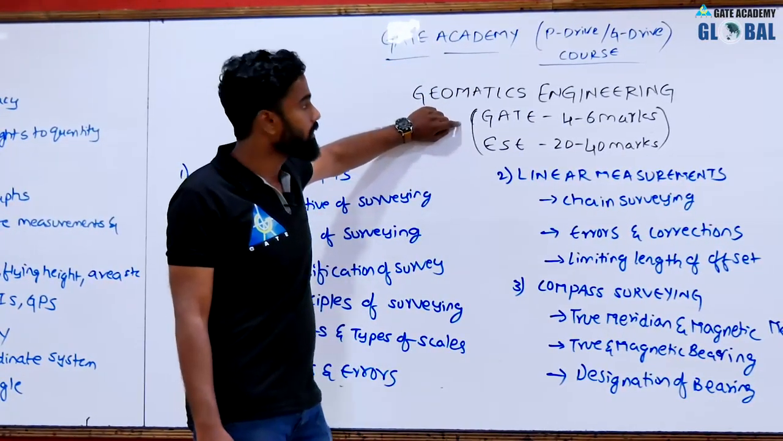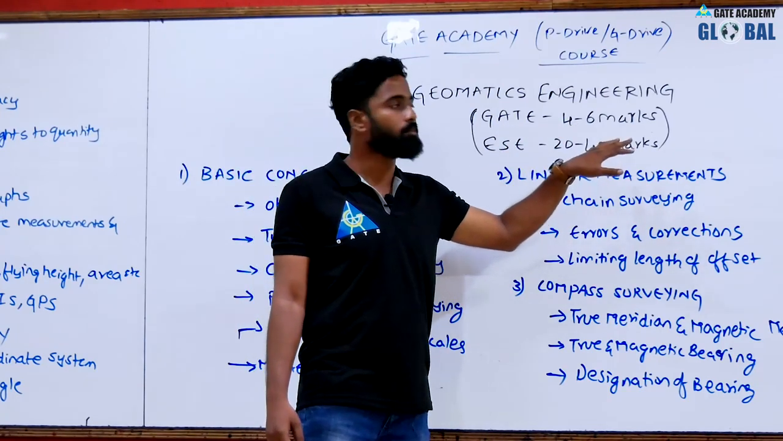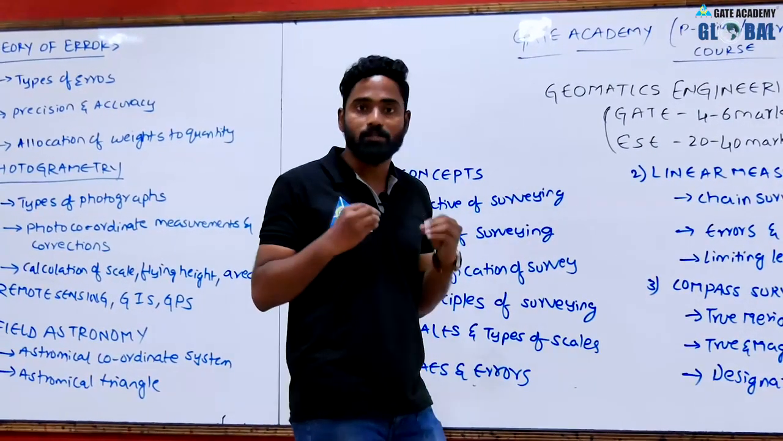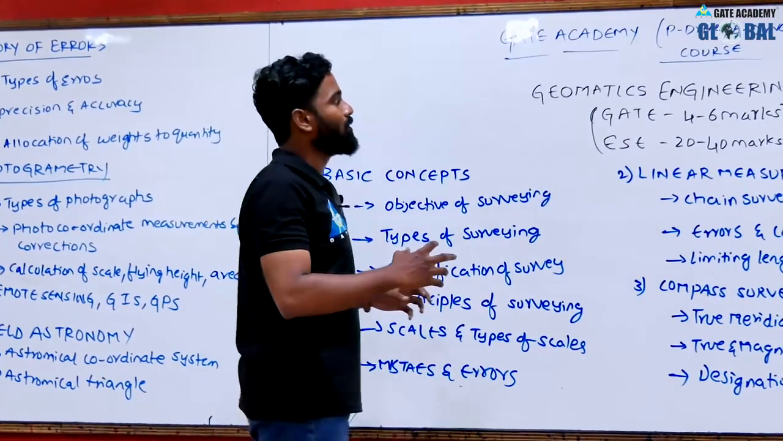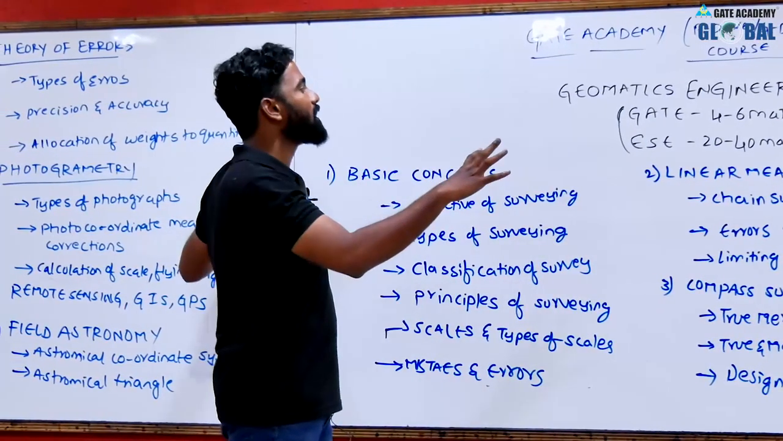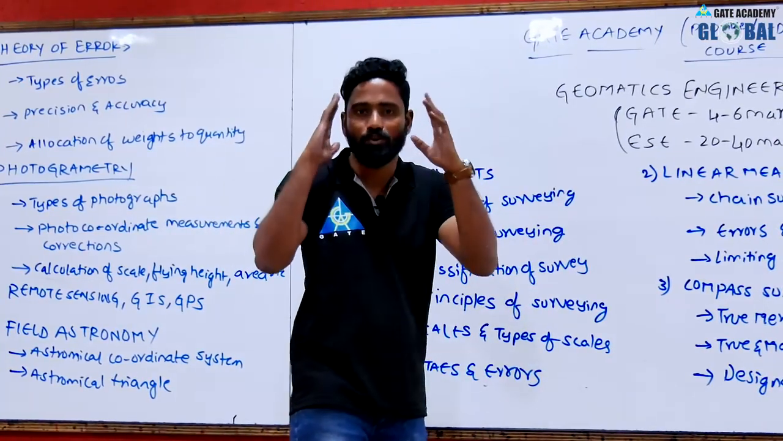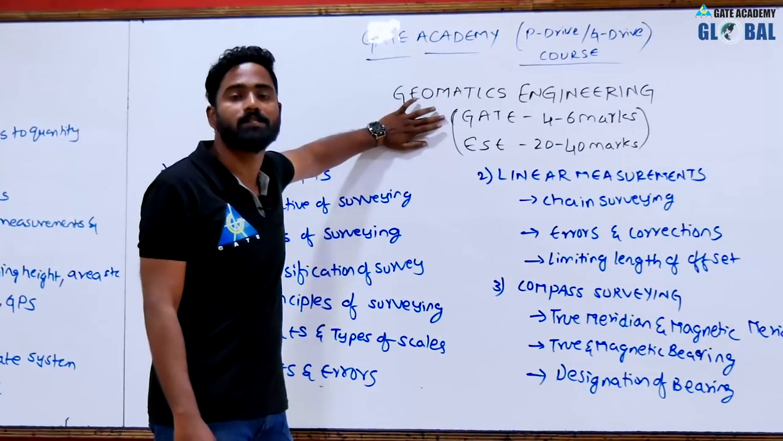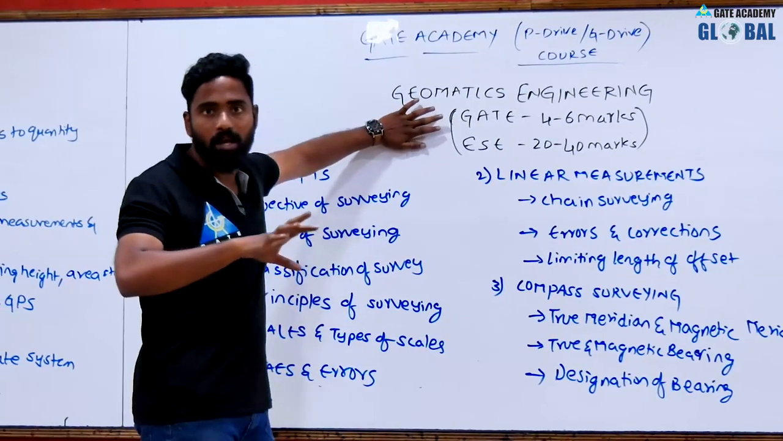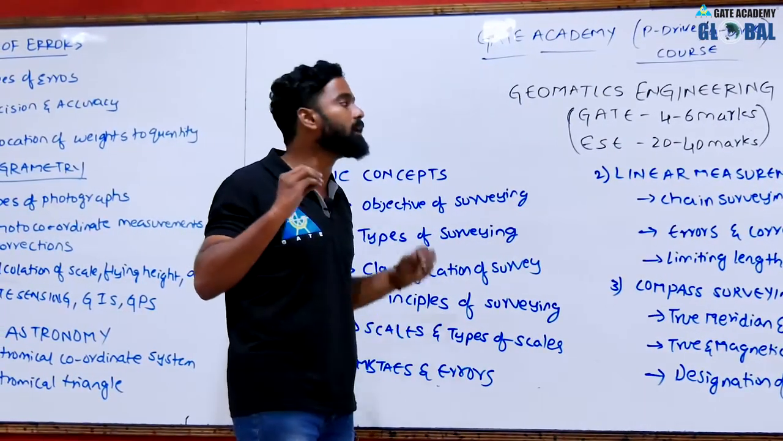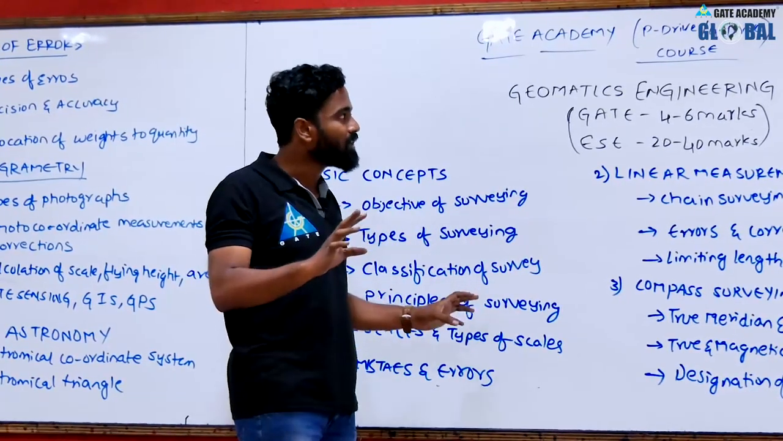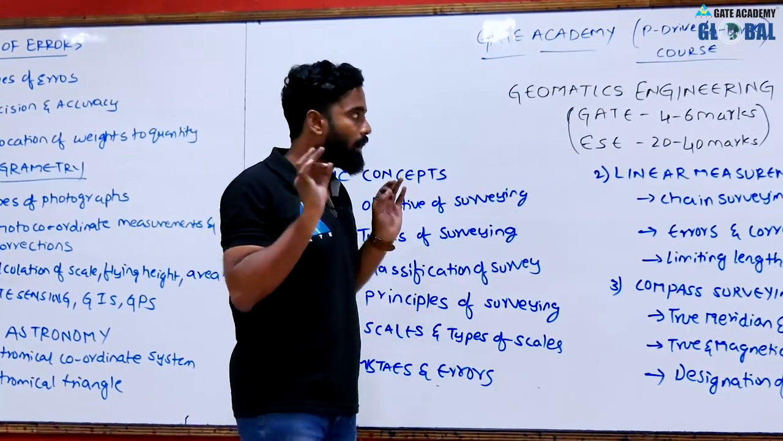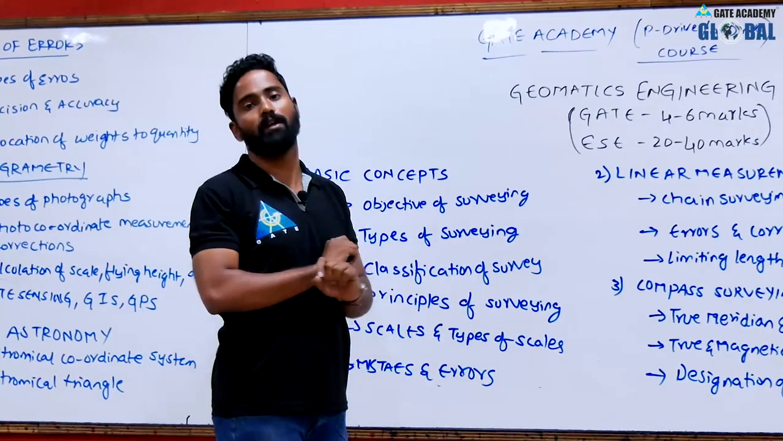The weightage for geomatics engineering in GATE is 4 to 6 marks and in engineering service examinations is 20 to 40 marks. If you ask me, this is more amount of weightage and it is best scoring marks, because you are dealing with surveying from your childhood. It's just application of your common sense. Use your common sense and you can get 100% of marks in surveying, not like 80% or 60% in geotechnical engineering or environmental engineering. 100% of marks. There is no twisting, there are no lengthy questions. Direct application of your idea, direct application of your formulas, and you will get the answer.